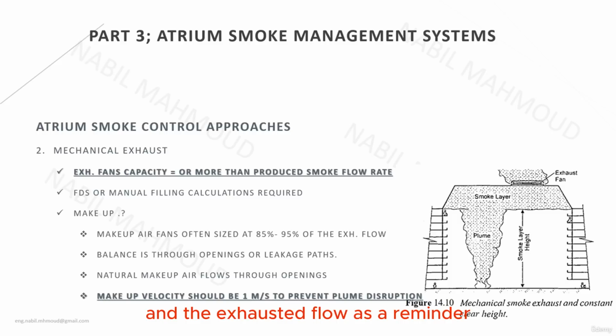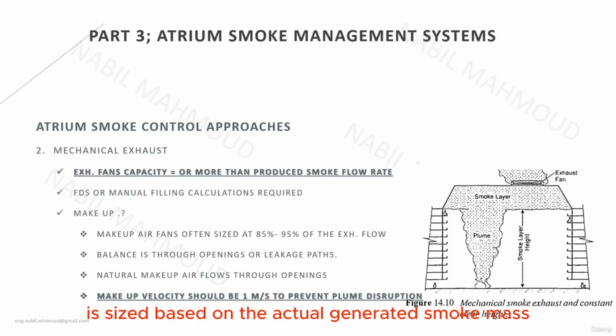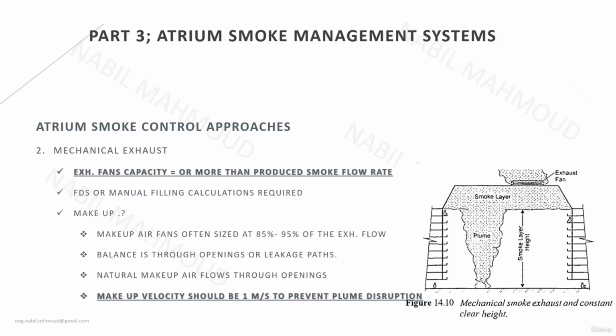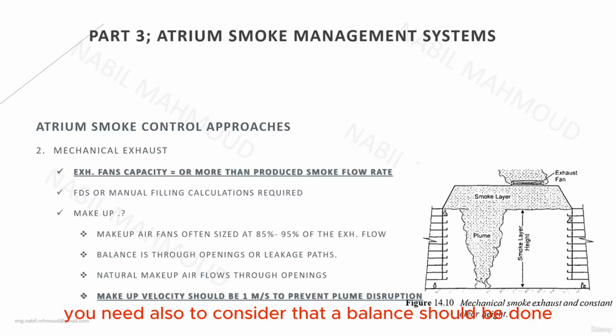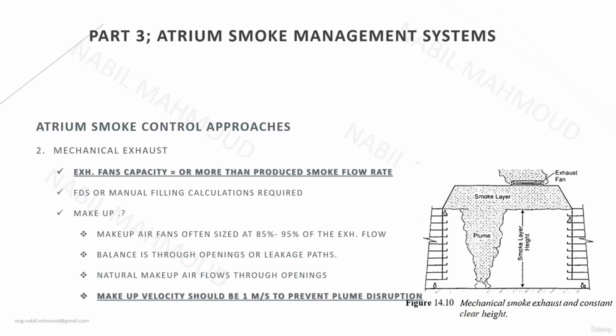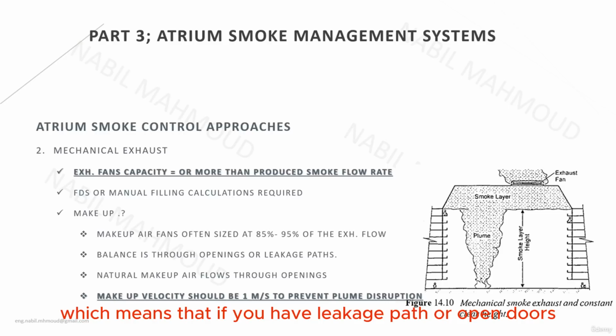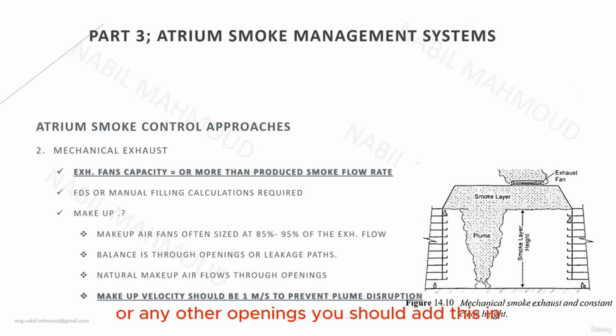And the exhausted flow, as a reminder, is sized based on the actual generated smoke mass flow rate from the fire. You need also to consider that a balance should be done through the openings and the leakage paths, which means that if you have leakage paths or open doors or any other openings, you should add this in the balance of the pressurization that you are trying to maintain, which is 85 to 95%.